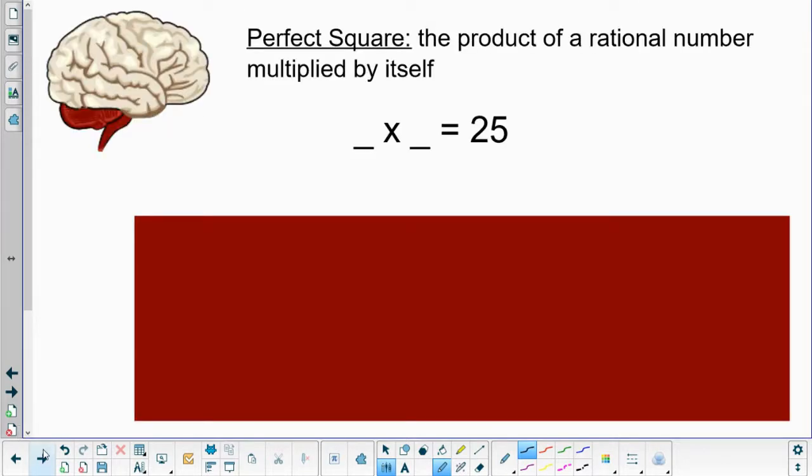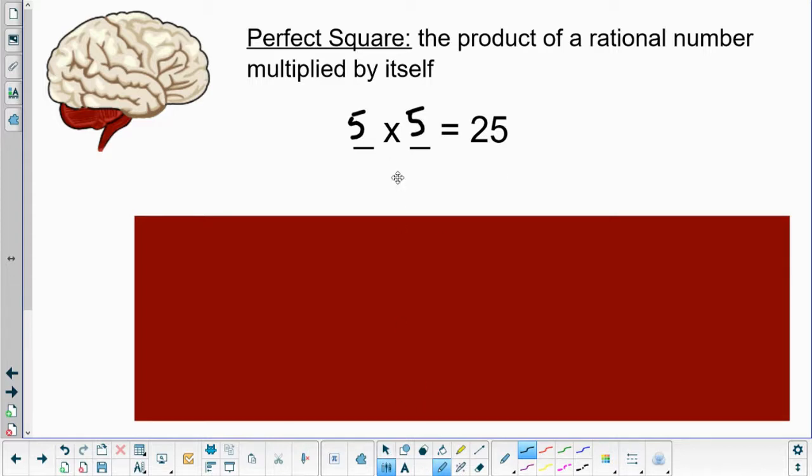Before we begin, I want to think about a perfect square. So we talked about the perfect square is a product of a rational number multiplied by itself. Okay, so something times itself equals 25. What number do you think should go in that space? Okay, so many of you are probably thinking 5 times 5, and you are correct. Are there any other numbers that would also work? Remember, the number has to be the same in both spaces.